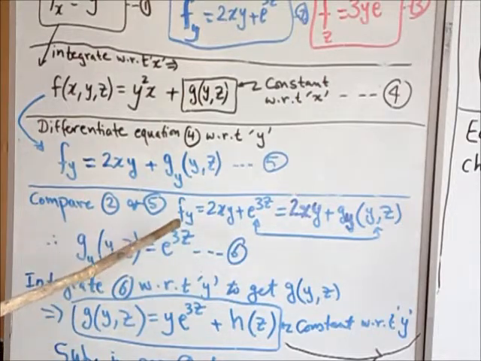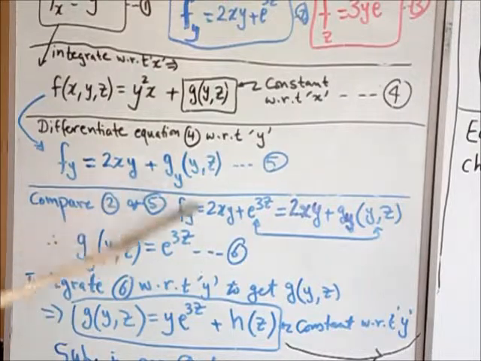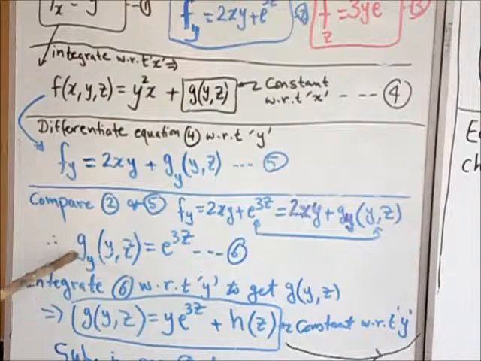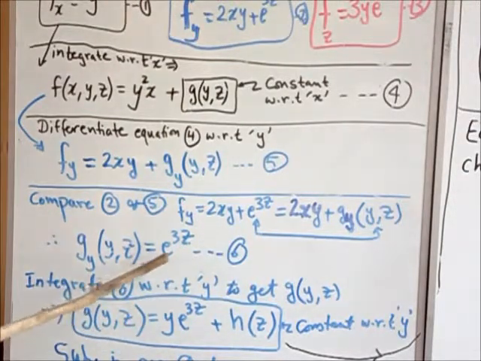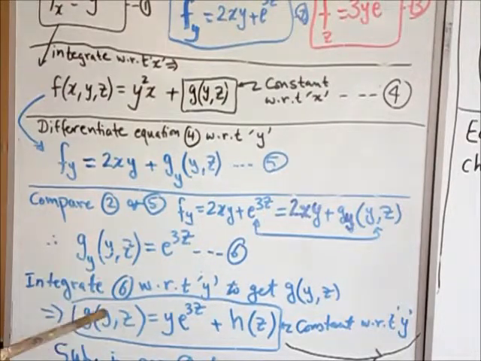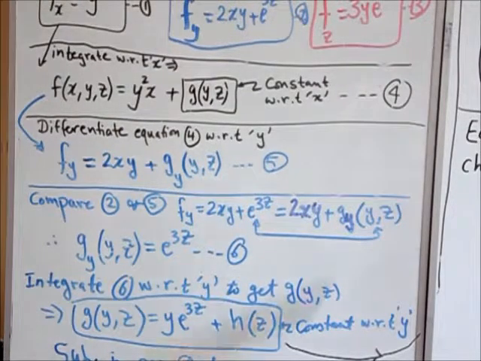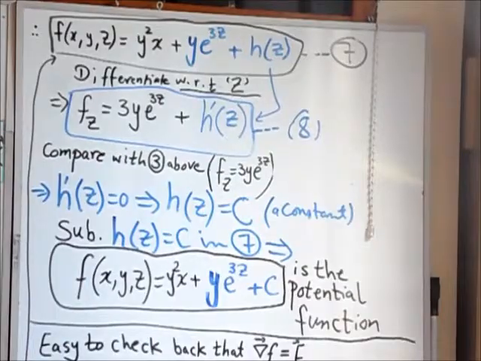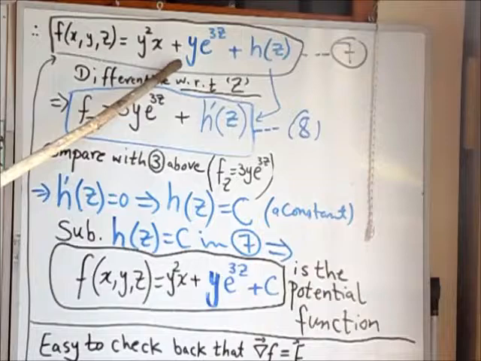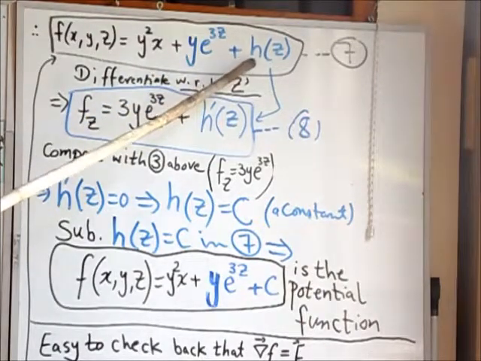So by substitution, we get f_y equals 2xy plus g_y(y, z), so g_y(y, z) equals e^(3z). Now we want g, not g_y. So again, we integrate with respect to y, and that gives us y e^(3z), because that becomes a constant, plus another constant now in terms of z, so h of z. Now again, we substitute this in equation 4 above. Then we get f of x, y, z equals y squared x plus y e^(3z) plus h(z).